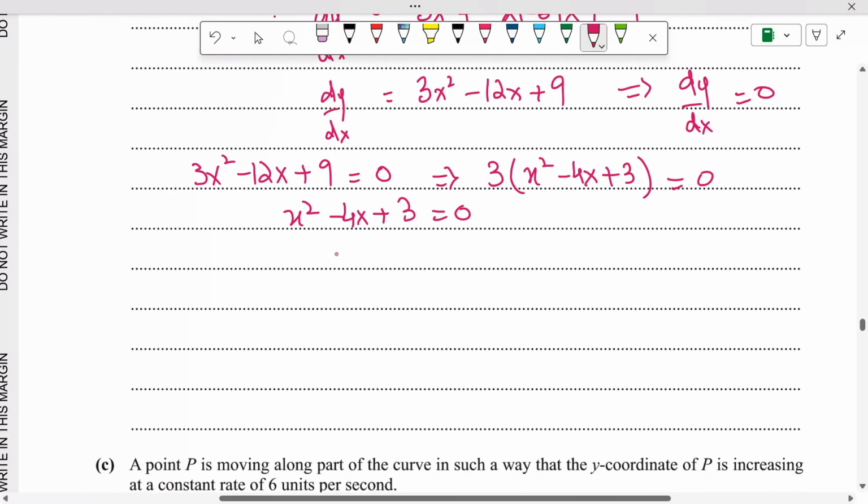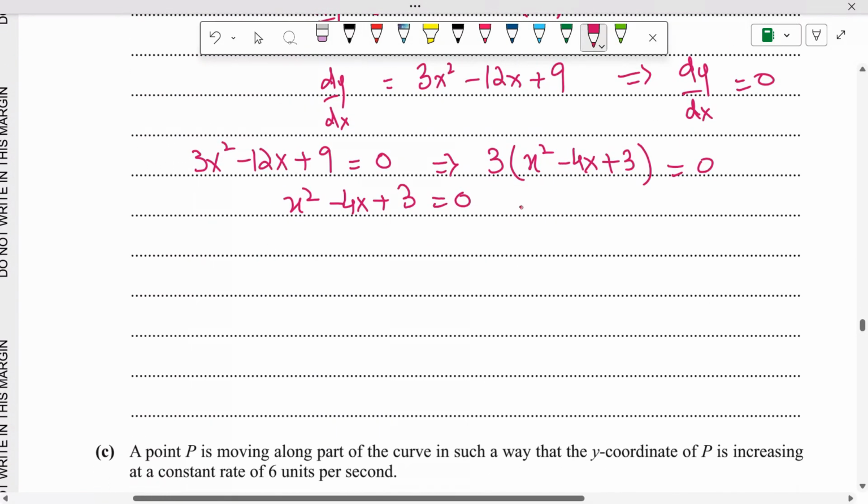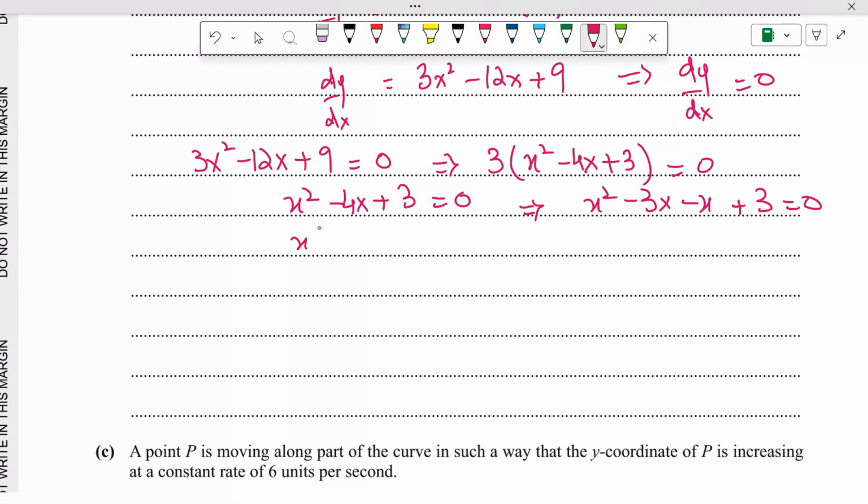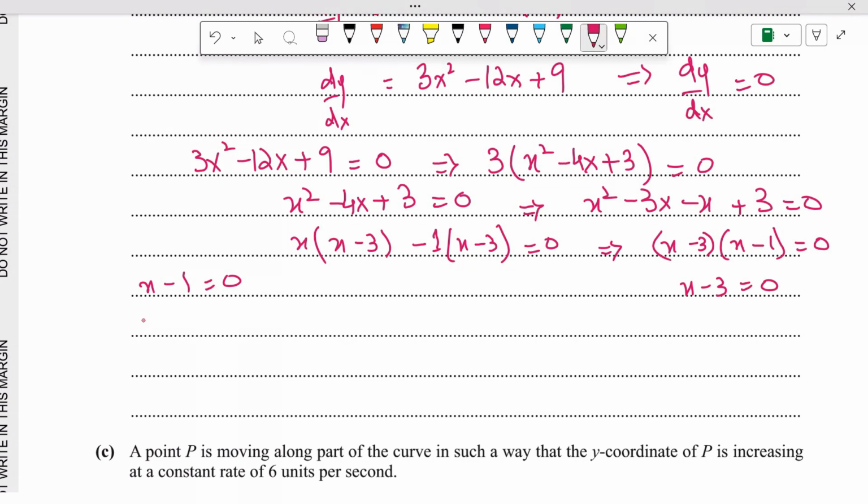This is a quadratic equation and can be solved by factorization. So x square minus 3x minus x plus 3 equal to 0, and taking x common from first two terms, we will have x minus 3, and taking minus 1 common, we will have x minus 3 equal to 0. So we have x minus 3 times x minus 1 equal to 0. So we have two factors, x minus 1 equal to 0 and the other one is x minus 3 equal to 0. In this case, x equal to 1, which is the stationary point, and x is equal to 3.